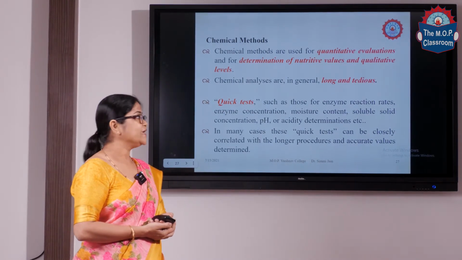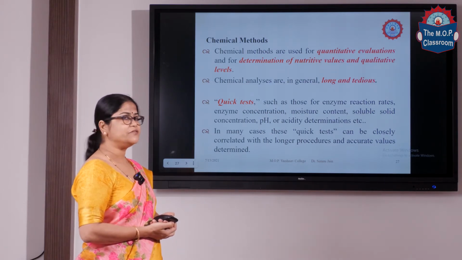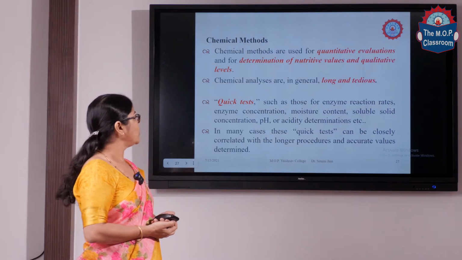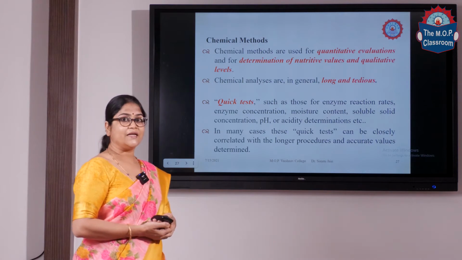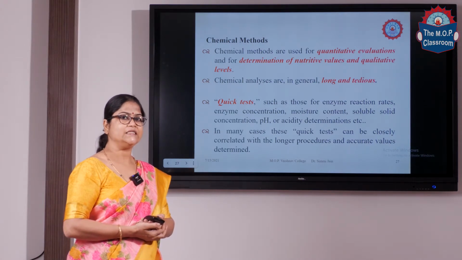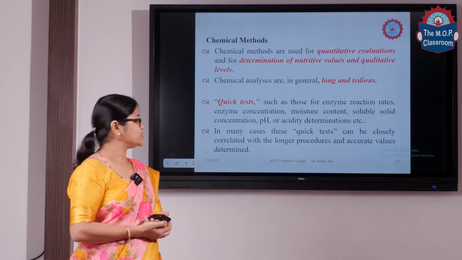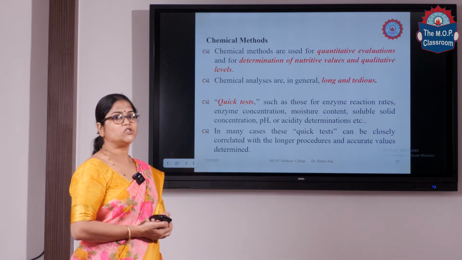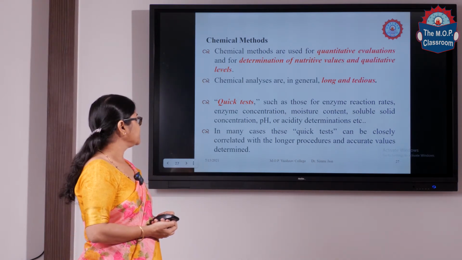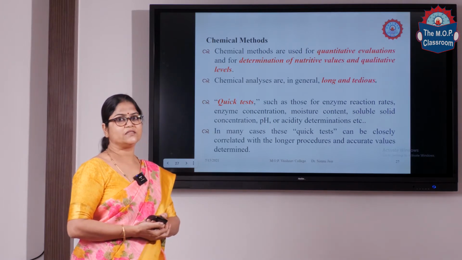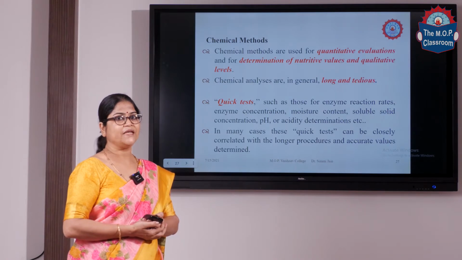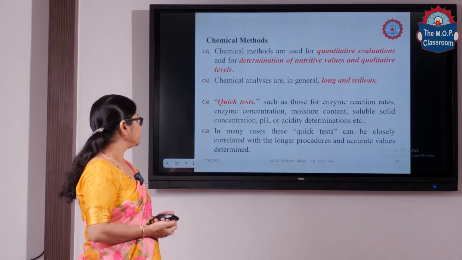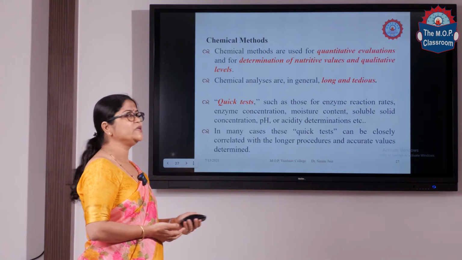Chemical methods. Chemical methods are used for quantitative evaluations and for determination of nutritive value and qualitative levels. Chemical analyses in general are long and tedious, but some quick methods, including those for enzyme reaction rates, enzyme concentration, moisture content, total soluble solids, pH, and acidity determinations, can be used quickly, and in many cases these quick tests can be closely correlated with the longer procedures with accurate values determined.